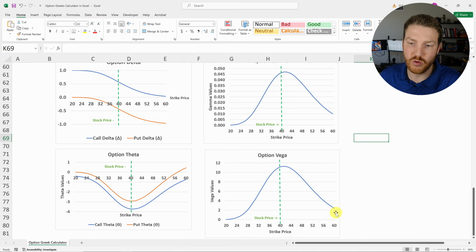When we're out in these tails, we pretty much are almost certain of whether or not it's going to expire in or out of the money. However, right near the stock price, there's so much uncertainty. If we increase the volatility of the underlying stock, it greatly increases our probability that we could expire further into the money. And so option Vega is key for traders that trade based on volatility.